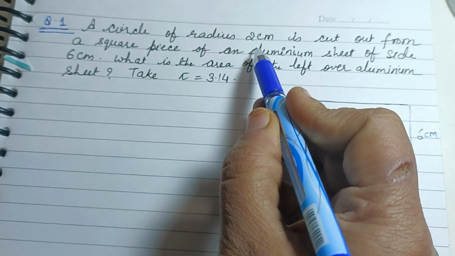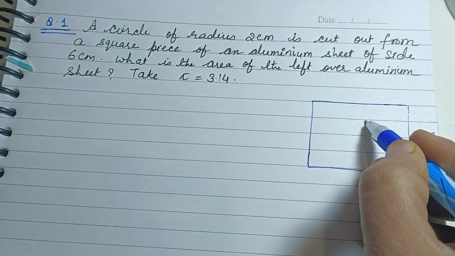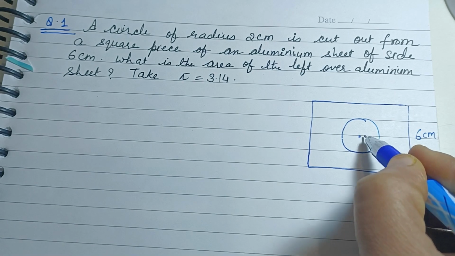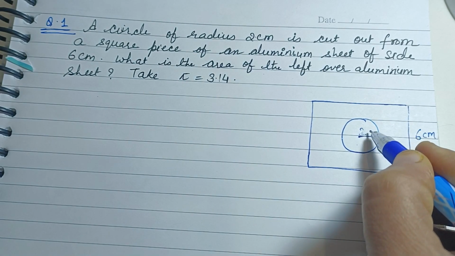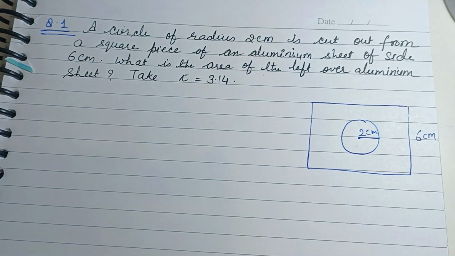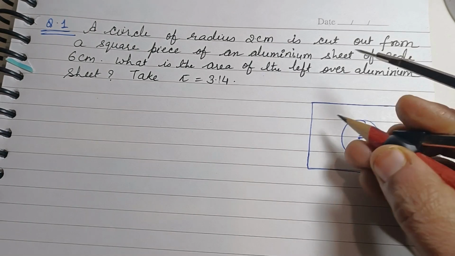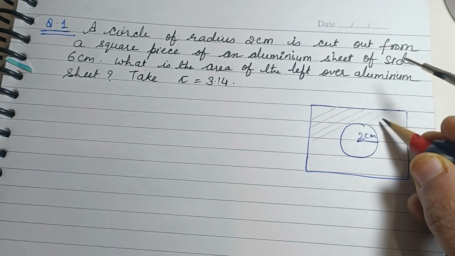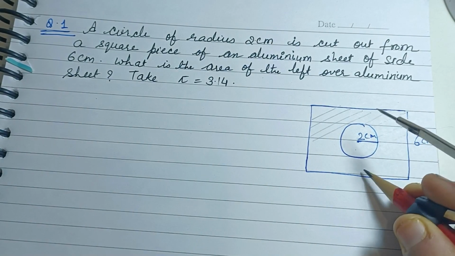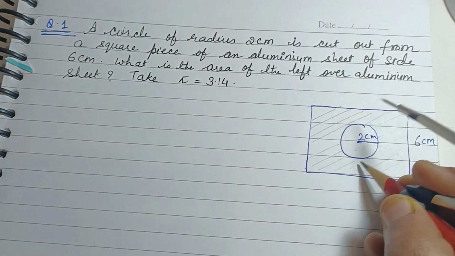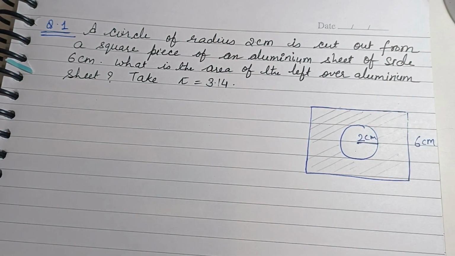A circle of radius 2 centimeter. Suppose this is the circle and it is cut from it. Okay, so this is the 2 centimeter. Now what is the area of leftover part? So this area, if you see now, I am putting these lines here. This area is leftover area, right? So you need to find out the area of the leftover sheet.